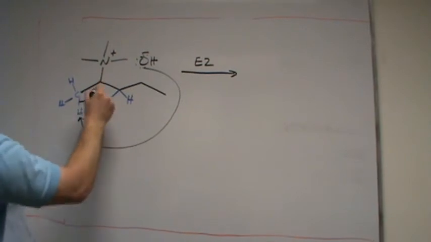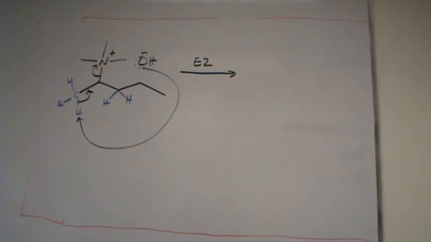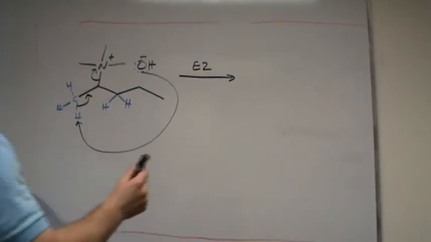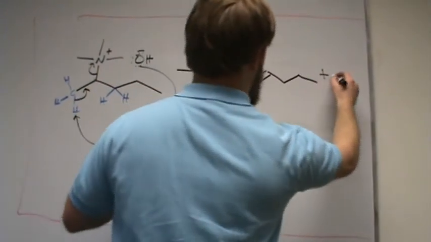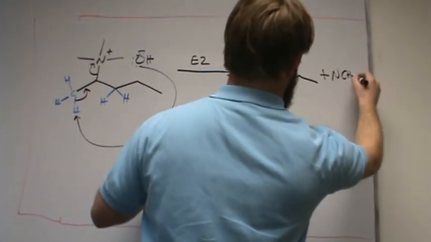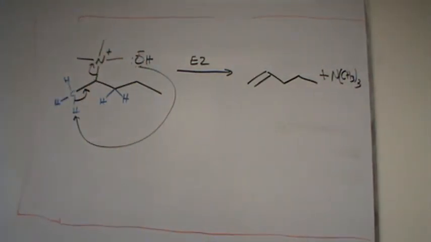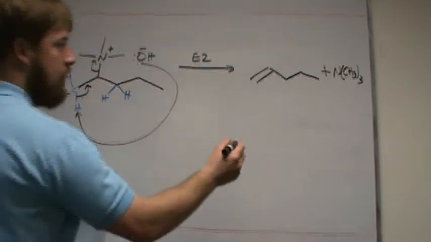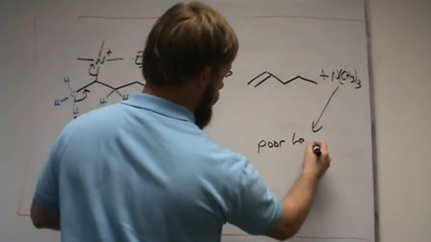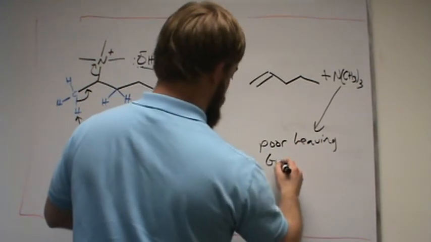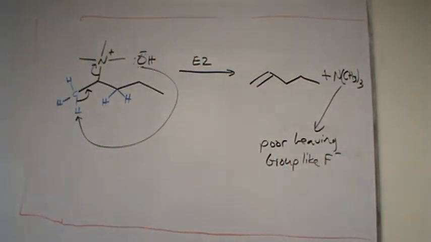We form our pi bond, and well, it's not ammonia in this case, I'm sorry. Trimethylamine would leave, and we will get this product. N(CH3)3, that's the leaving group. So NH3, or this amine species, is a poor leaving group, like fluoride. Okay. It's a poor leaving group like fluoride.